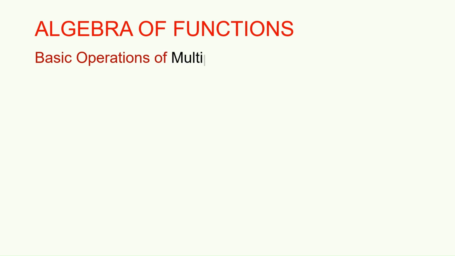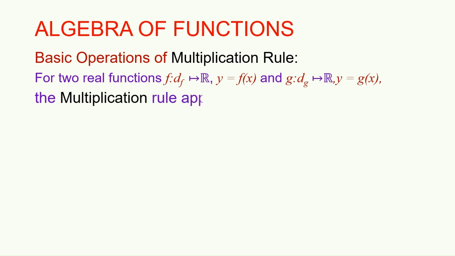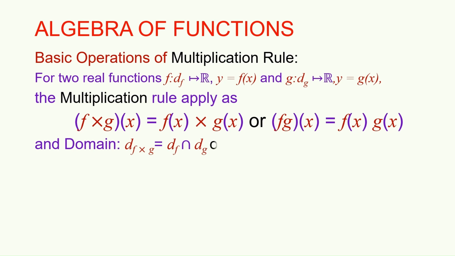Basic operations of multiplication. Rule. For two real functions, function f of domain df, under which df is mapped to the set of real numbers, or y equals f(x), defined over domain df, and function g of domain dg, under which dg is mapped to the set of real numbers, or y equals g(x), defined over domain dg. The multiplication rule applies as f times g of element x equals f(x) times g(x), and the domain of f times g is the intersection of domains of function f and function g.